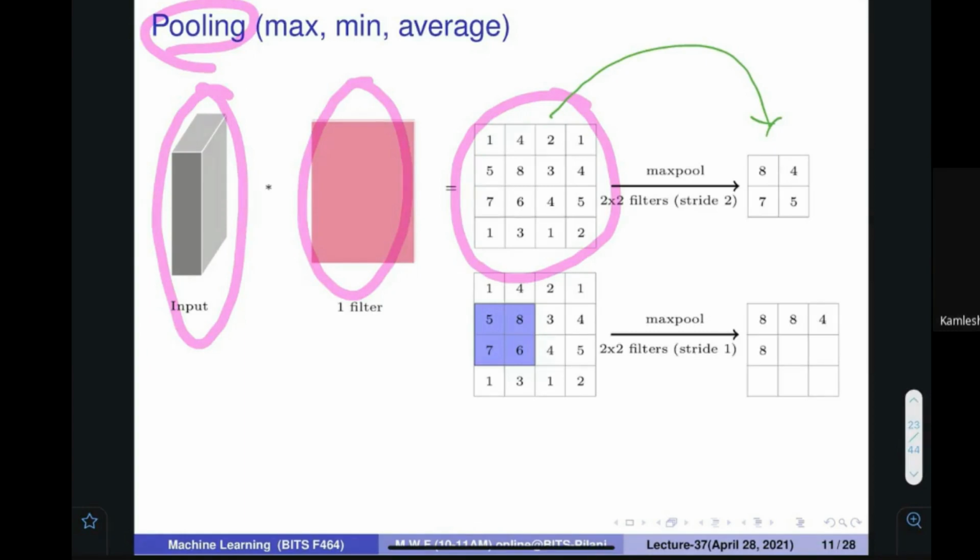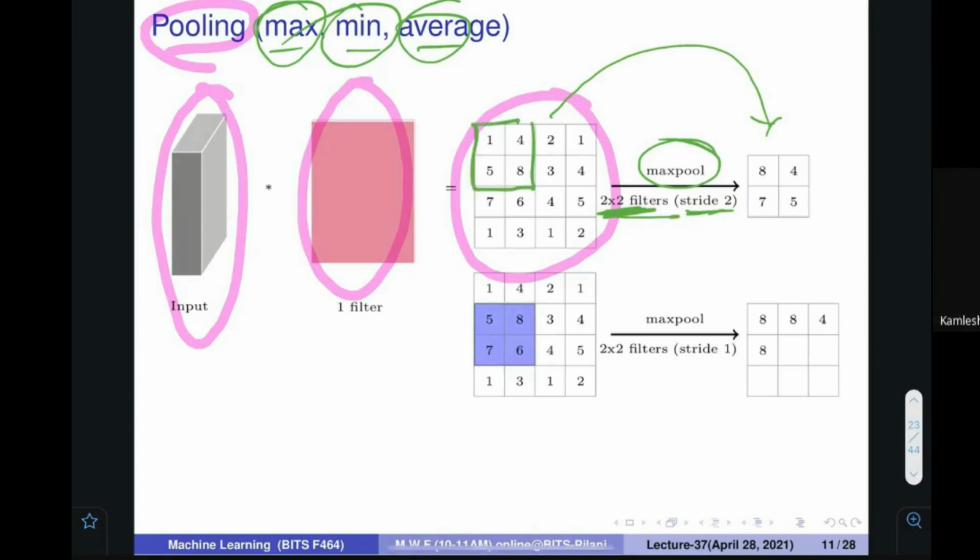Pooling can be maximum, minimum, or average, and you can assume that it is a kind of filter, but however it is not a filter. Let's assume that you are applying a 2x2 filter with a stride of 2, and you are applying a max pool. So 2x2 means what? First you are going to get over here, and in this particular area, if it is a max pool, you find out what is the maximum value. You know the maximum value is that, so you get it.